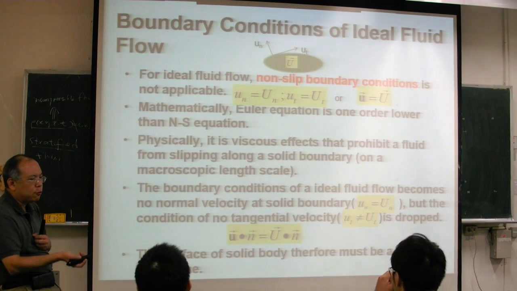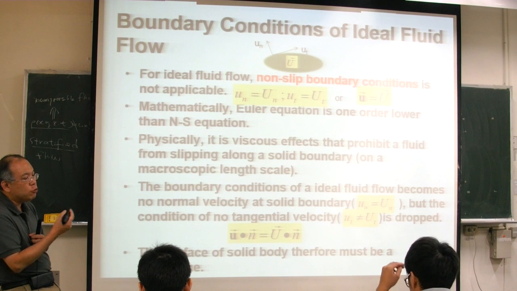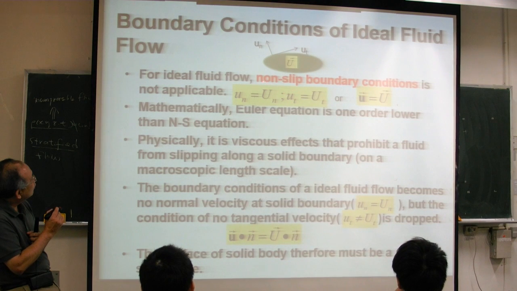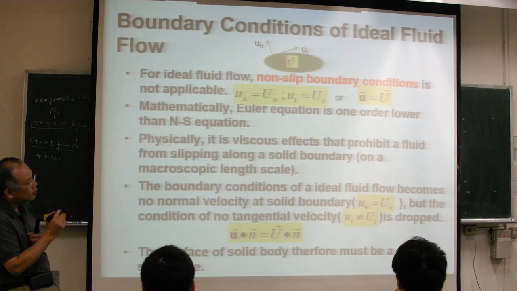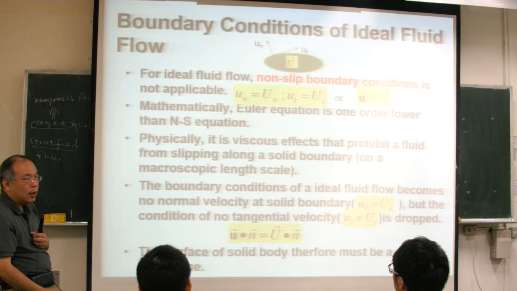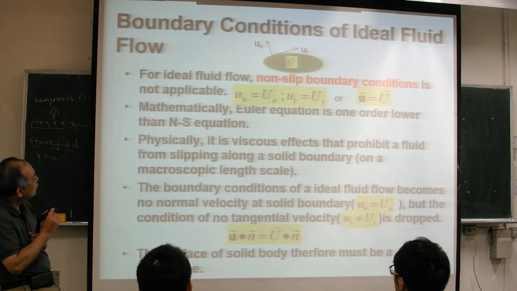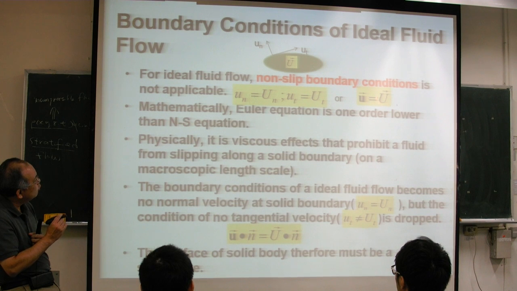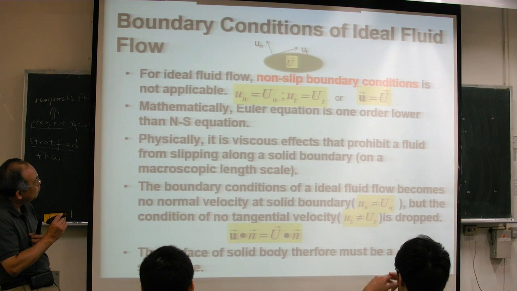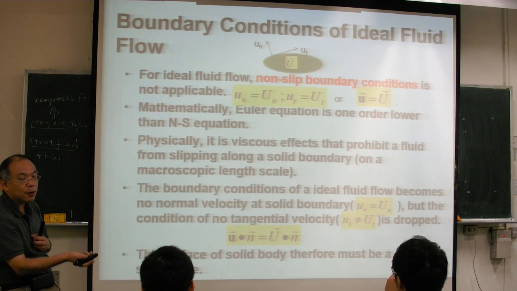However, when you assume the flow is an ideal fluid, our boundary condition has to change slightly. Originally, for the full Navier-Stokes equation, the no-slip boundary condition is satisfied, right? What's the definition of the no-slip boundary condition? It means the velocity on the wall should be equal to your boundary velocity. This is your fluid velocity, and this is your boundary velocity. If your boundary doesn't move, this is equal to 0. That's the no-slip boundary condition.